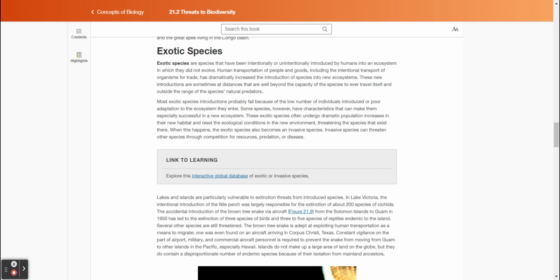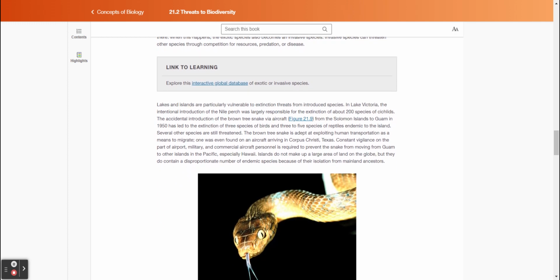Most exotic species introductions probably fail because of the low number of individuals introduced or poor adaptation to the ecosystem they enter. Some species, however, have characteristics that can make them especially successful in a new ecosystem. These exotic species often undergo dramatic population increases in their new habitat and reset the ecological conditions in the new environment, threatening the species that exist there. When this happens, the exotic species also becomes an invasive species. Invasive species can threaten other species through competition for resources, predation, or disease.